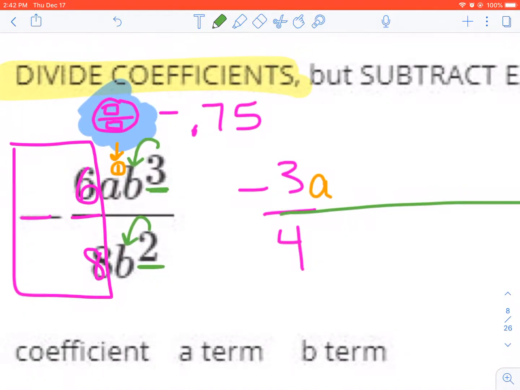We are going to clone them, the power of 3. So we're going to have 3 B's. We're going to clone it 1, 2, 3 times. And then in the denominator on the bottom, we have B cloned twice. And I line those up so that we can see them a little bit more clearly.